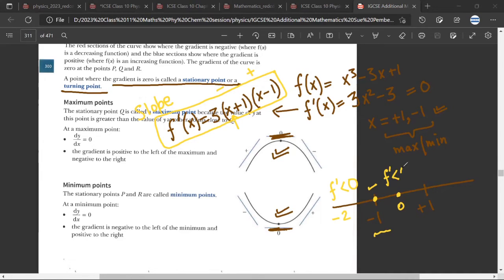So minus 2, no, there's a mistake I've done. One second. If I put negative here, minus 2 here, so this is minus 2.